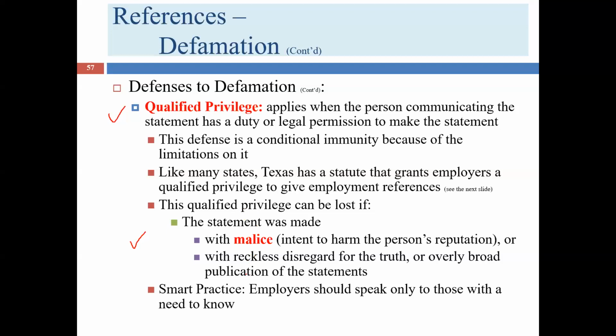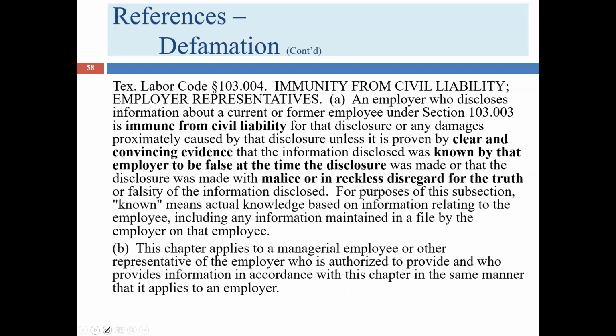So again, unless you are in a situation where you are legally required to reveal the information, the best practice is to just give name, rank, and serial number, not to give a substantive reference. So here's the statute that does give that qualified privilege. An employer who discloses information about a current or former employee is immune from civil liability unless it is proven by clear and convincing evidence.